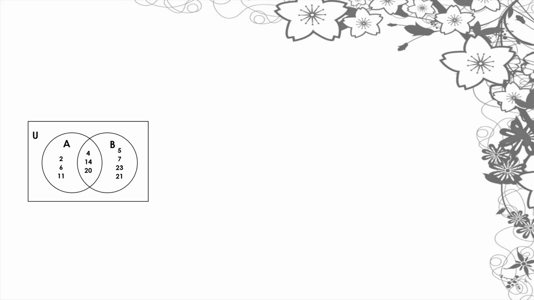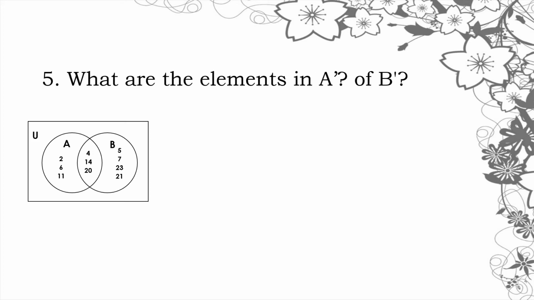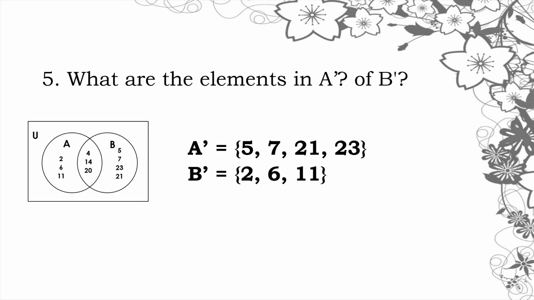Next question, question number 5. What are the elements in the complement of set A and the complement of set B? The elements of the complement of set A are 5, 7, 21, and 23. Try to look at this figure or this diagram. We have set A equal to 2, 4, 6, 11, 14, and 20. So the complement of set A is 5, 7, 21, and 23.